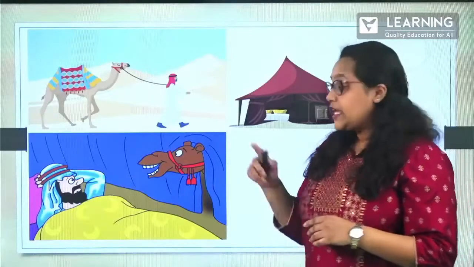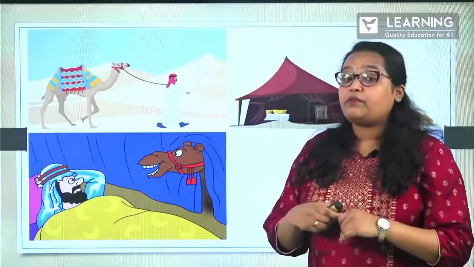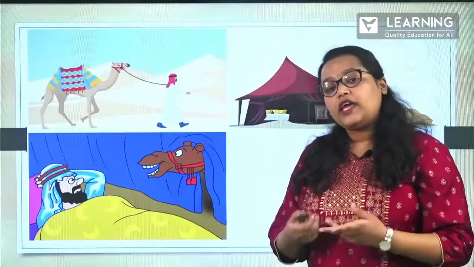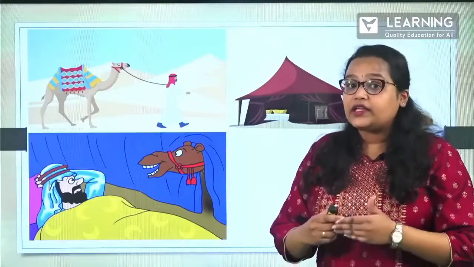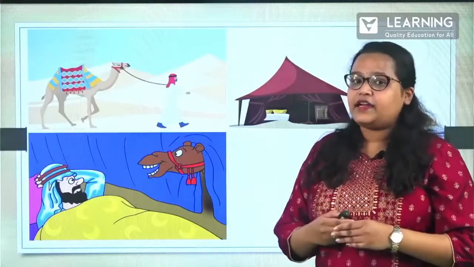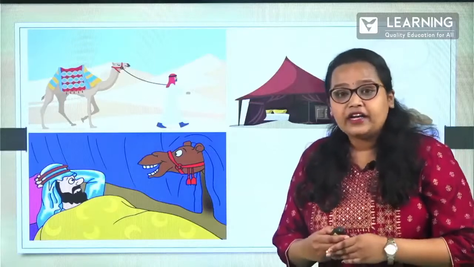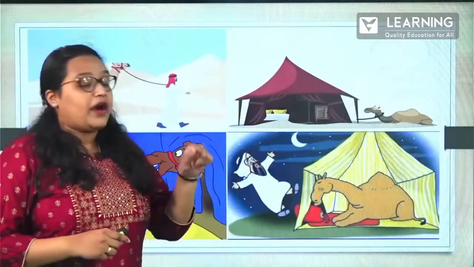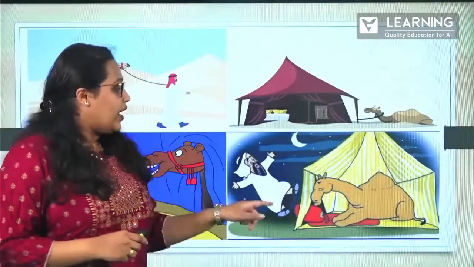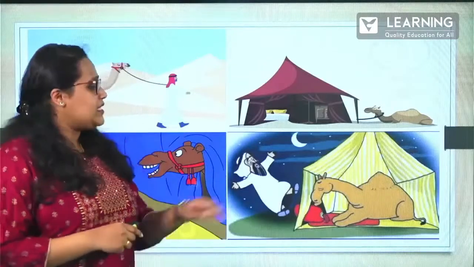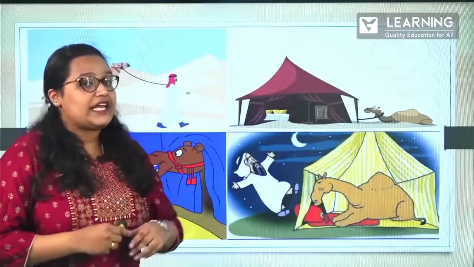Then the camel again asked, can I put my front legs inside? It is cold outside. The Arab said, okay, no problem. Slowly the camel again asked, can I come inside because it is cold outside? The Arab said, no, we cannot fit inside the tent. Why? Because the tent is small. It can allow inside either the Arab or the camel, not both together. So the camel pushed the Arab outside the tent.